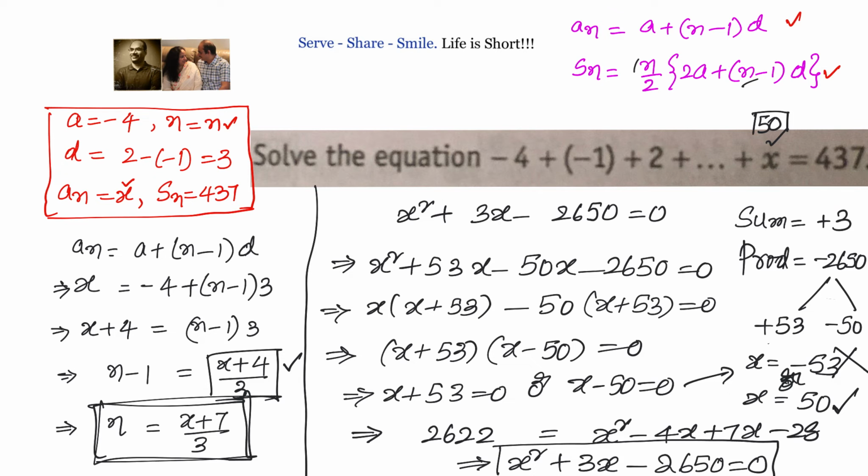We applied these two formulas. The two variables n and x we need to find out, and we are interested in x, so we have written n in terms of x. We went to the second equation, and wherever n is there we replaced that in terms of x. We got a quadratic equation in x, we solved it, and found that x equals minus 53 or plus 50. Now minus 53 is ruled out because we know that an will be a positive value, because we are adding 3 each time, so it cannot be a negative value. So the positive value, x is 50.